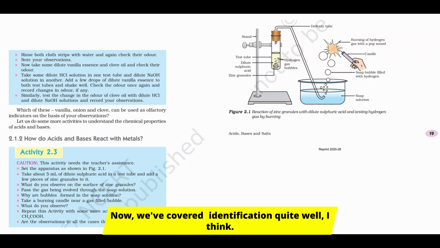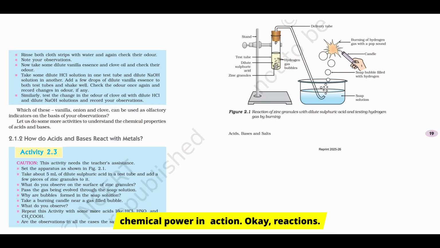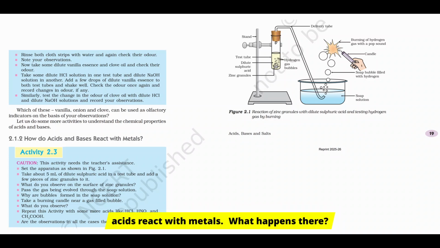Now, we've covered identification quite well, I think. Let's move on to the core of their chemical behavior. This is really where most exam questions come from. How acids and bases actually react with other substances. This is where we see their chemical power in action. Okay, reactions. Let's take this step by step. Maybe start with how acids react with metals. What happens there? Good starting point.